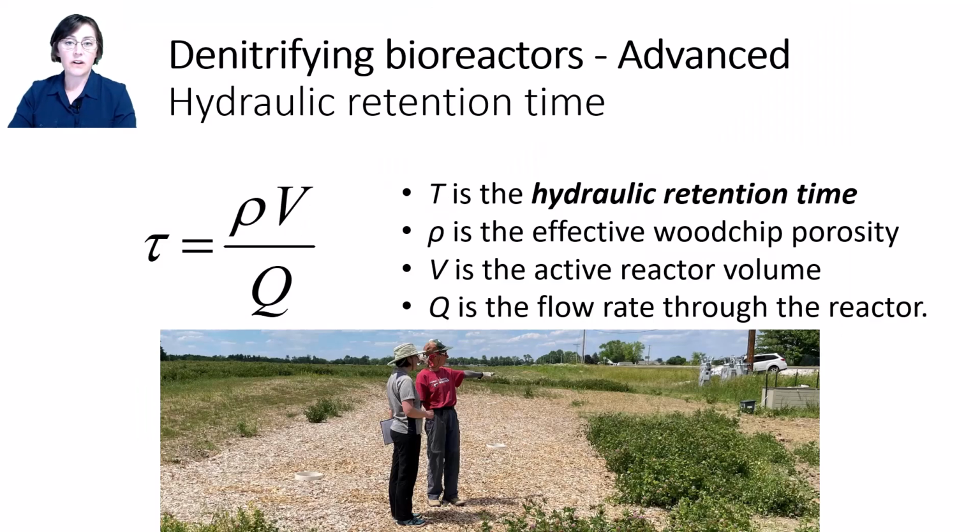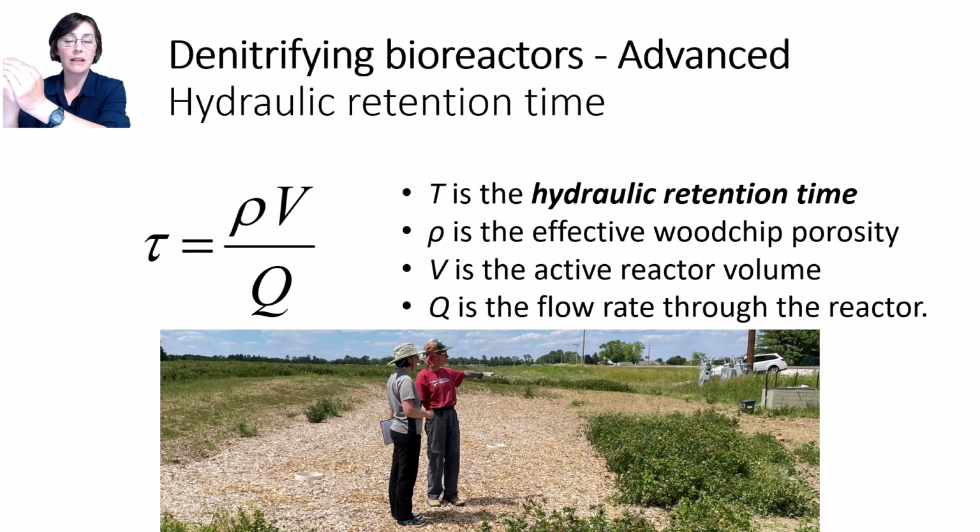So now that we have a feel for what retention time means in a conceptual sense, let's go through the actual equation, which is pretty simple. Hydraulic retention time equals the porosity of the wood chips times the saturated volume of the wood chips divided by the flow rate. This equation lets you calculate the hypothetical length of time it takes for one parcel of water to move from the inlet of the reactor to the outlet of the reactor.